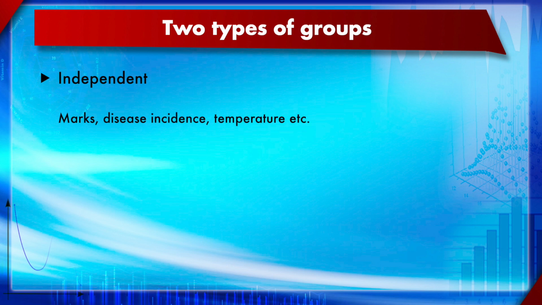For example, marks obtained by a group of people and marks obtained by another group of people. For example, girls and boys. These are independent groups. Or disease incidents at one location and another location. Or the temperature at one location. See, these are all totally independent.